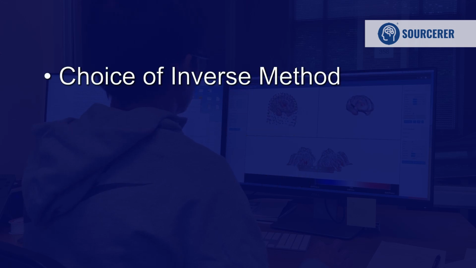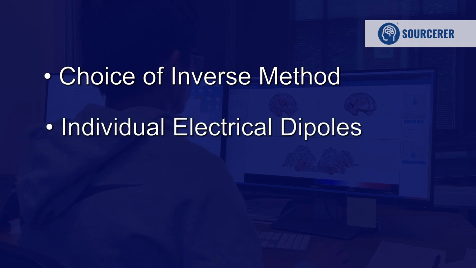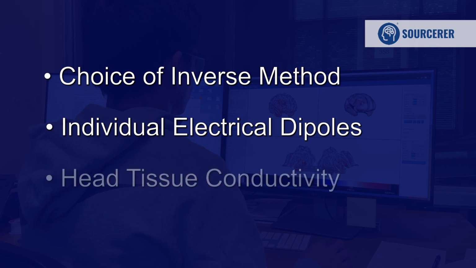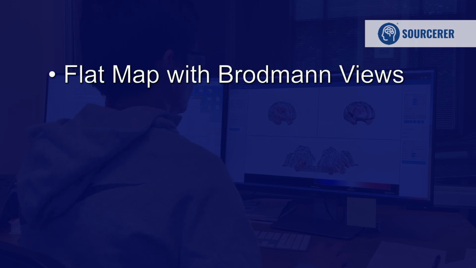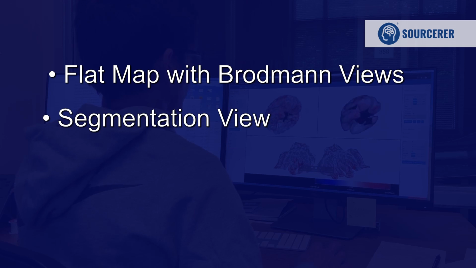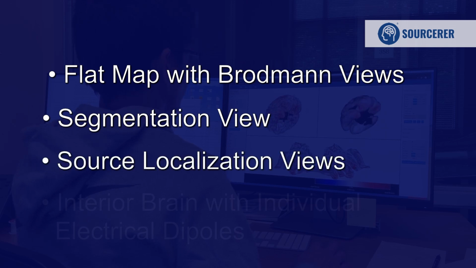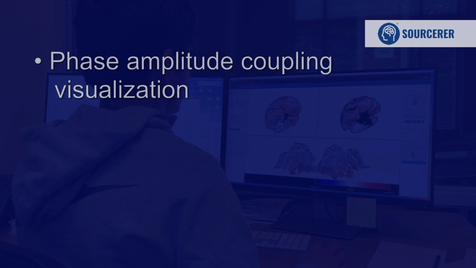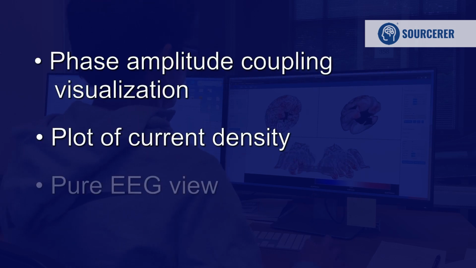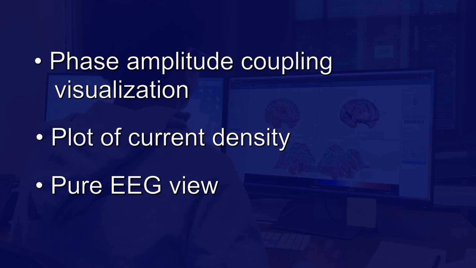A choice of inverse methods are provided for solving for source analysis. Each individual electrical dipole is registered on the brain and shows the anatomical activation on the scalp. The most advanced solutions for head tissue conductivity are included. Sourcerer 3D visualization includes flat map with Brodmann views, segmentation view, source localization views, interior brain with individual electrical dipoles, phase amplitude coupling visualization, plot of current density, and pure EEG view.